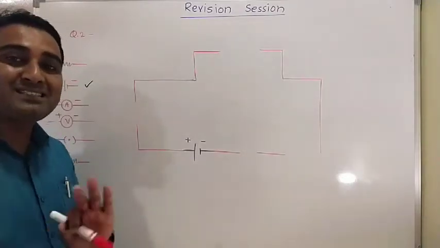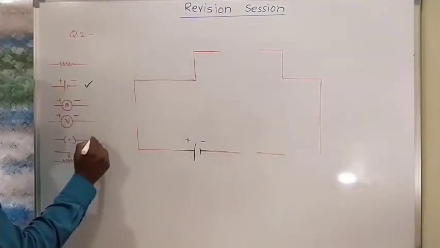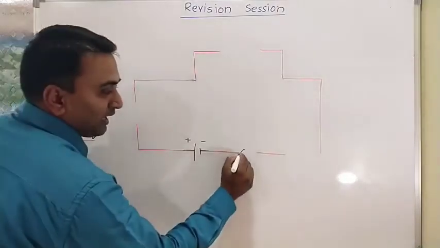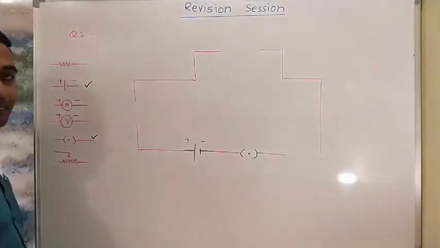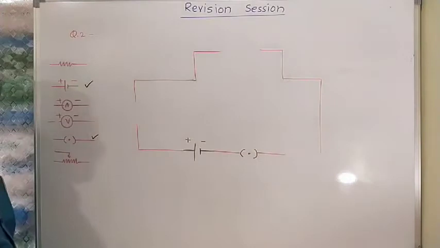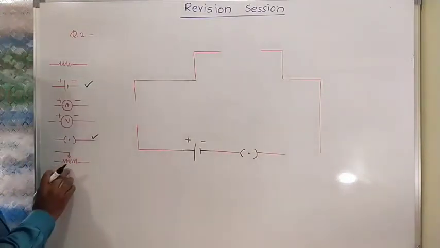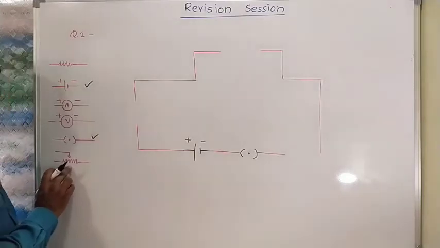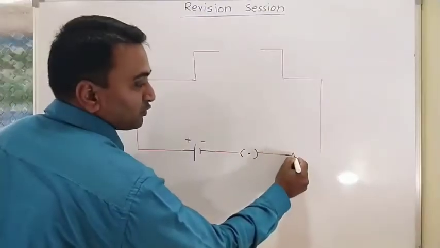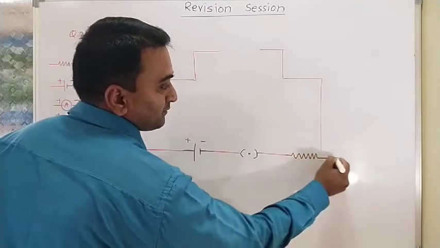To stop and start the current, what do we need? We want one key. So we are going to apply the key here. Getting it? As current is flowing, to maintain the current we want a rheostat. So here we are going to join the rheostat.